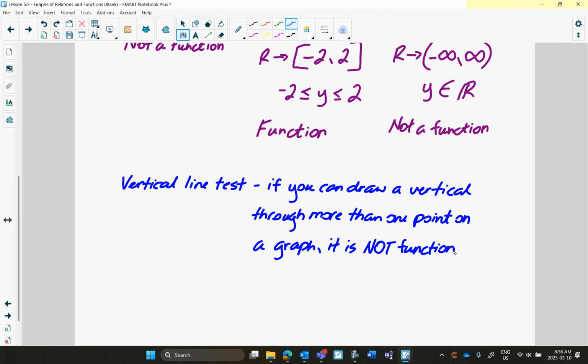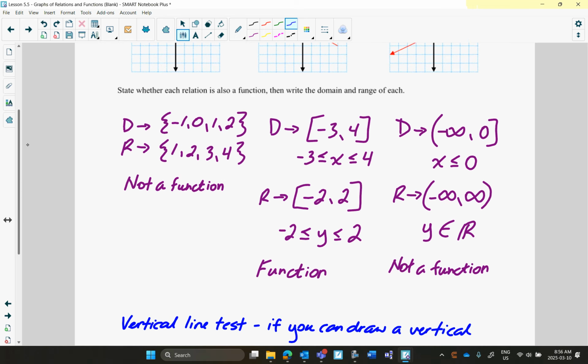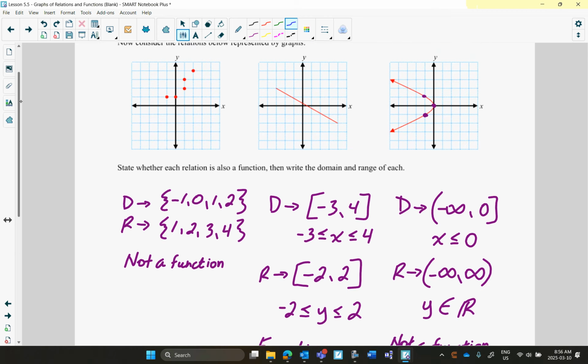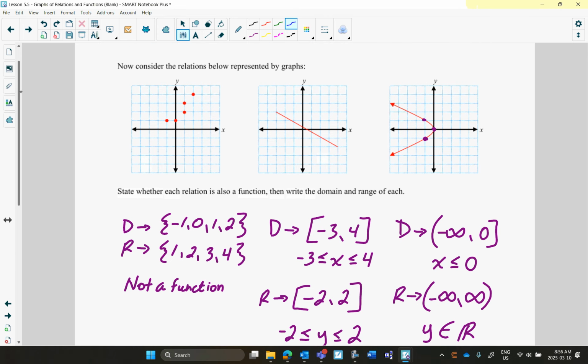So let's go back to those three up top and see how the vertical line test works. Look at the dots, the points. Can you draw a vertical line through more than one point? Yeah, right there. That tells you not a function. Can you draw a vertical line through more than one point on this one? No, you'll only hit one point all the time. That's why it's a function.